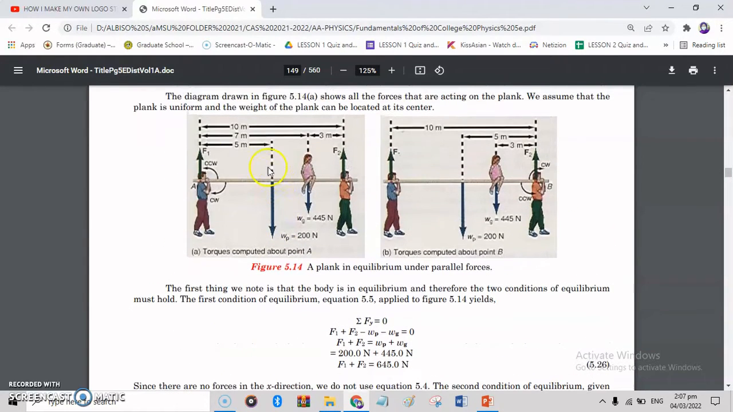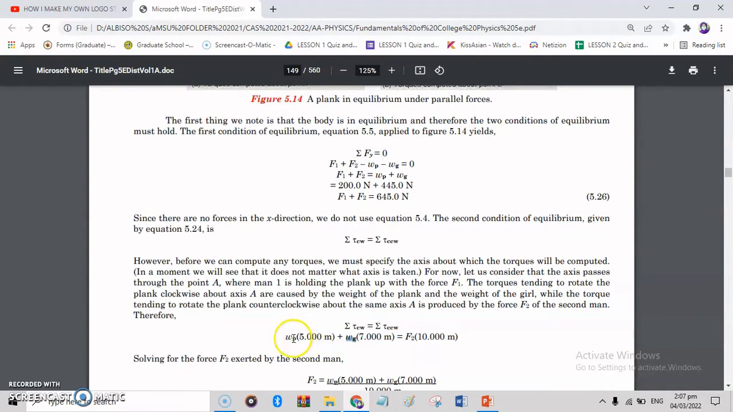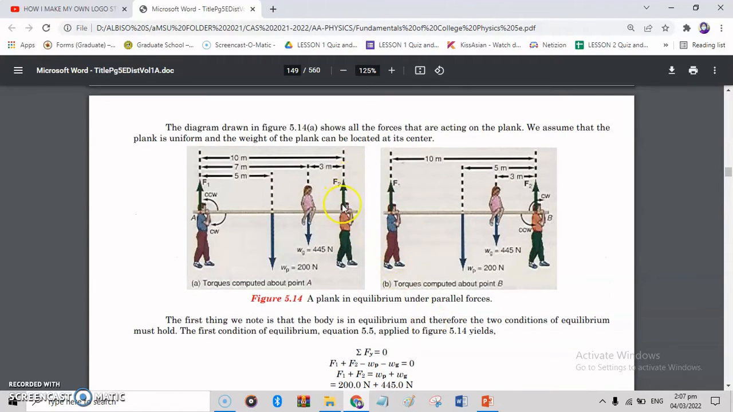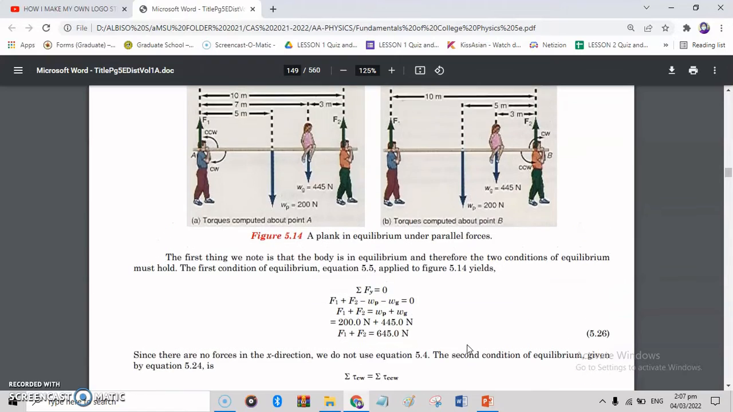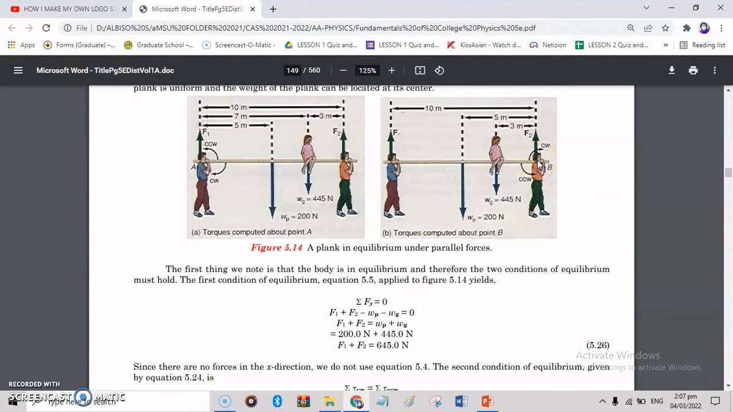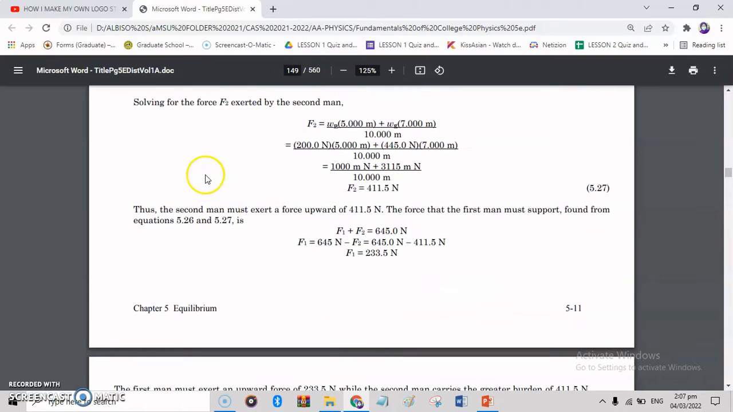We know from this picture na merong distance dito na 5 meter and si WG is 7 meter. So, input 5 kay Plank, weight ni Plank, at kay G na 7 meter. And then, doon sa counterclockwise is si F2. That is 10 meter from this point. So F2, 10 meter. By the way, you can solve this problem when you are to use point B. Okay? So, sundan na lang natin yung ginawa ng nag-solve dito na nasa point A siya nag-solve for its torque.